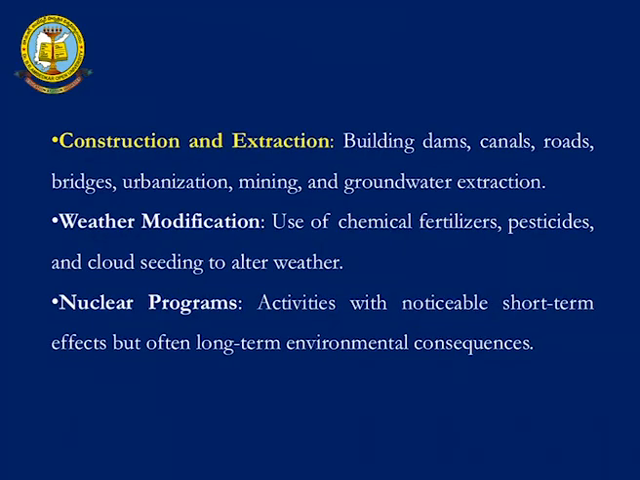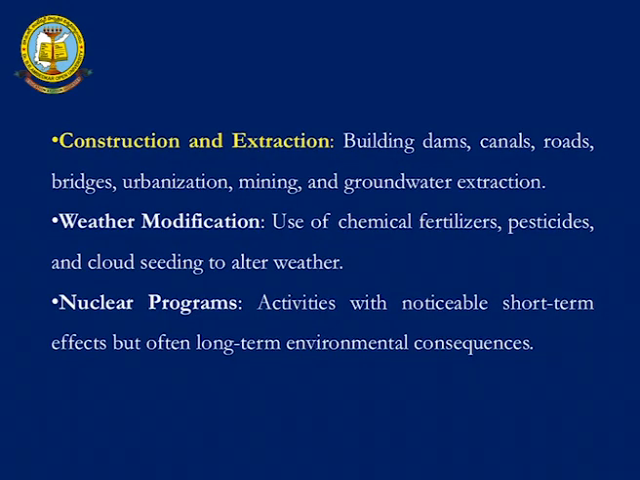And construction and extraction: when the population is increasing, automatically the built up area will increase. When the built up area is increasing, we have to provide numerous resources, such as water, isn't it? To provide water resources, we have to build canals, roads and bridges, and urbanization will take place. These all come under direct impacts. Weather modification and nuclear programs also come under the direct impact of human interference on the environment.